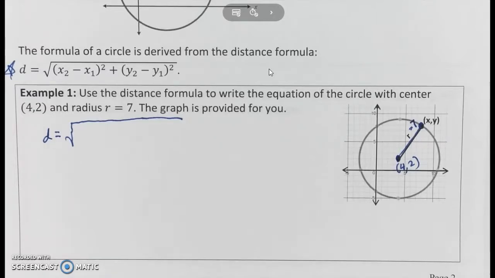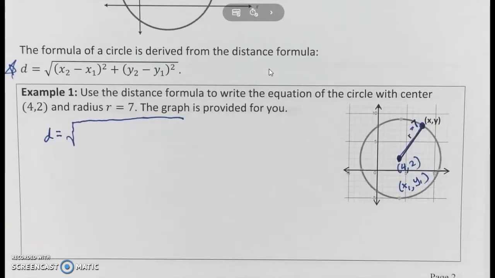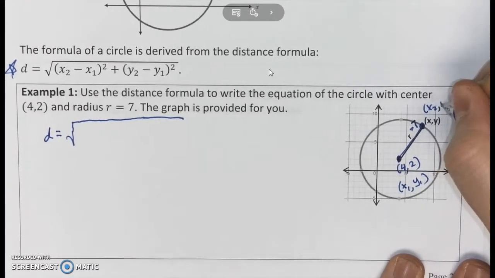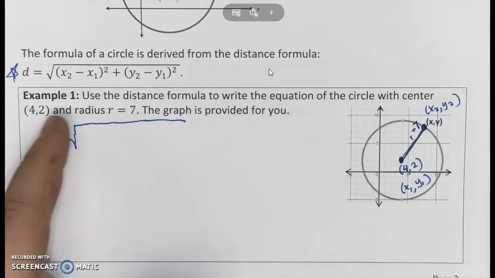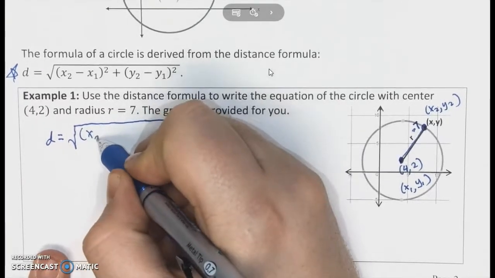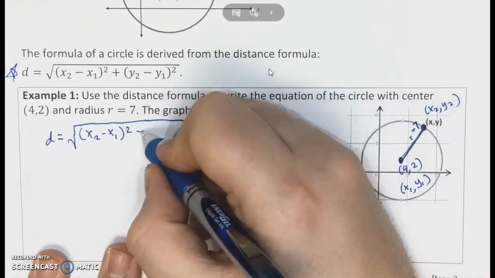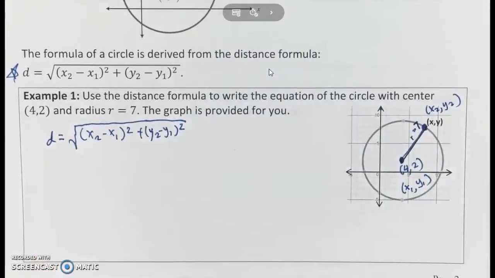The point 4, 2, which is the center of the circle, let's call that the point x1, y1, because that's the point that's given to us. That's why we're calling it x1, y1. And then the point that's on the circle, we're going to call it x2, y2, which in this case is the point x, y. So now when we use the distance formula here, we would have x2 minus x1 quantity squared plus y2 minus y1 quantity squared.